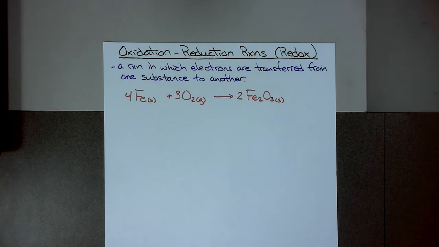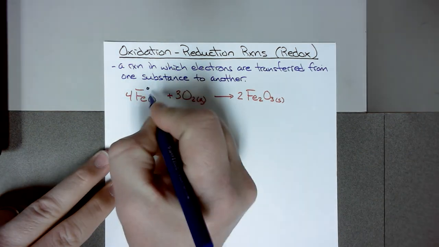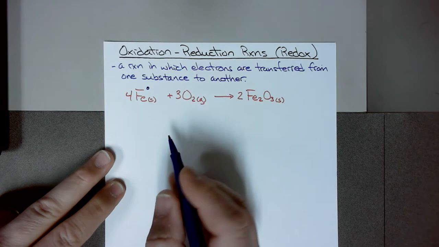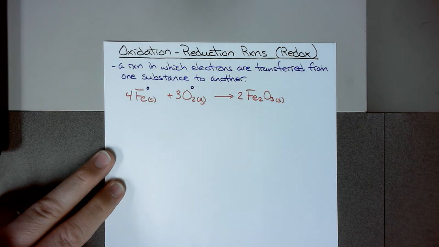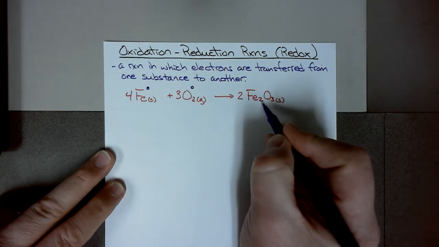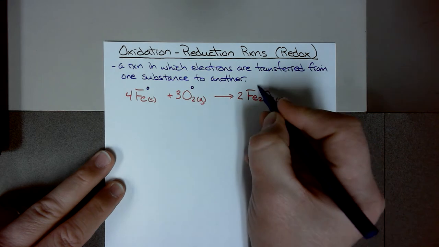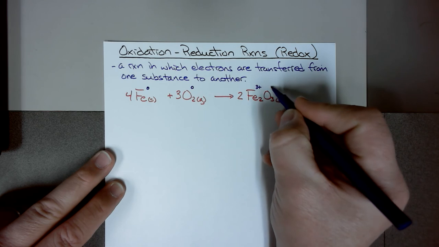Now let's look at the charges of each of these substances. Now iron is an element, so it has 0 charge, and oxygen is also elemental, so it has 0 charge, it's neutral. But when we combine them, we know that this is an ionic compound, and the iron is going to be a 3 plus and the oxygen is going to be a 2 minus.